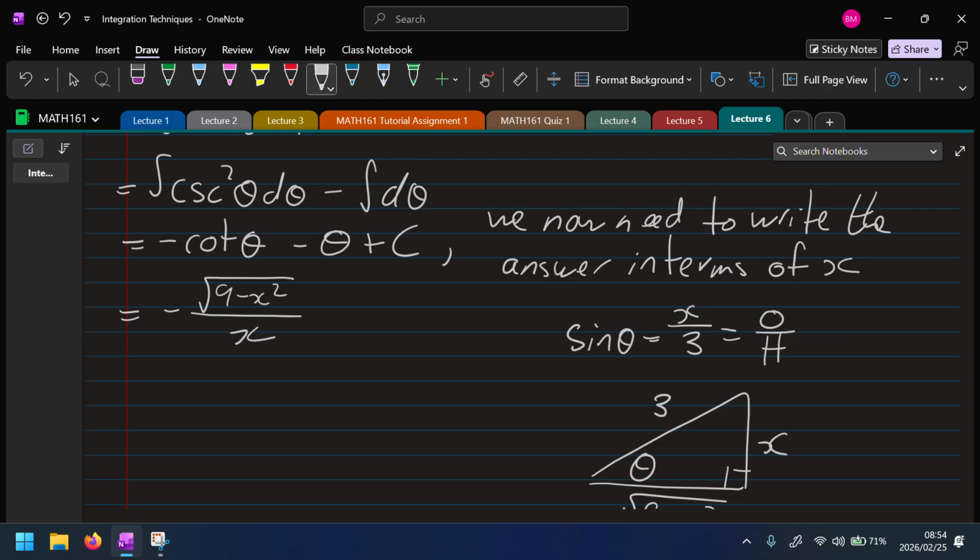Okay, what about theta? Well, we know sine theta is x over 3. So how do we solve for theta? Someone said it? Sine inverse. Yeah. So if sine theta is x over 3, then theta is sine inverse of x over 3. So this will be minus sine inverse x over 3. Okay. And everyone following along with the steps?